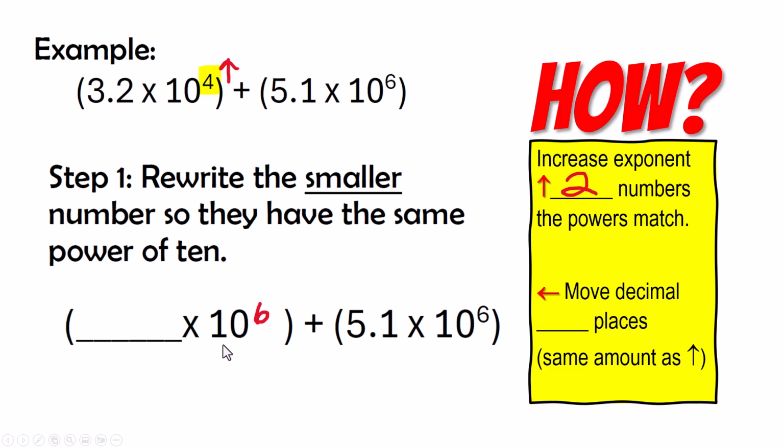Look down here on the bottom. But I need to make an adjustment to the front number, because we have to have some balance. If we're going to increase the exponent, I need to decrease this number. I don't want to change the value of the number, so to keep that balance, I am going to move that decimal 2 places. Because we raised it up 2, I'm going to move it 2 places backwards, and that makes it a smaller number. So the new front number here is 0.032.